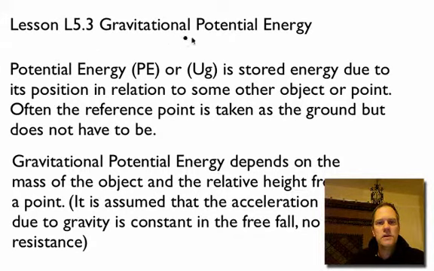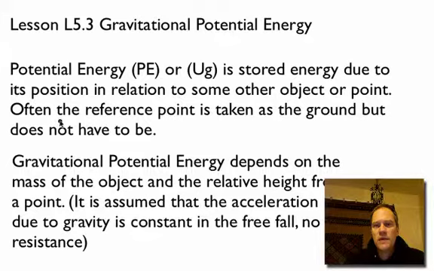Okay, today we're going to look at section 5.3, gravitational potential energy. Gravitational potential energy is energy that is stored due to the gravitational attraction to the Earth. The potential energy we're going to symbolize as PE. Some books use U sub G, so you may see either one.